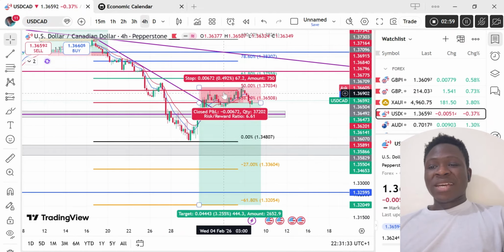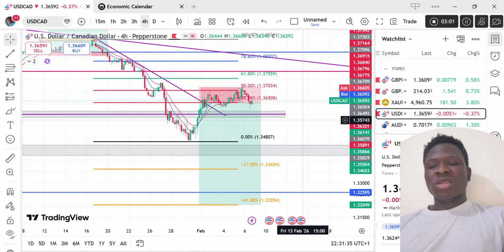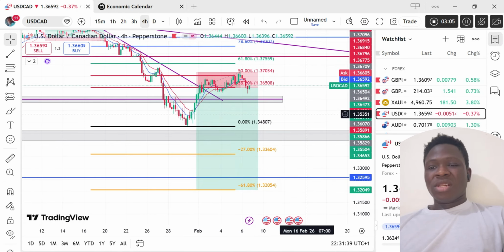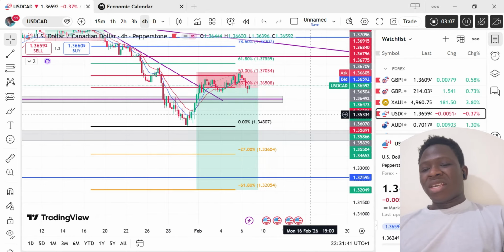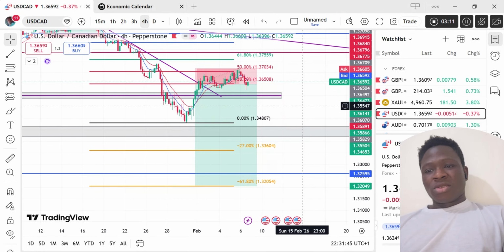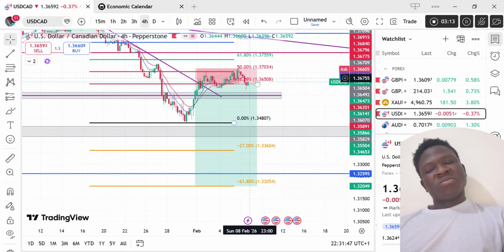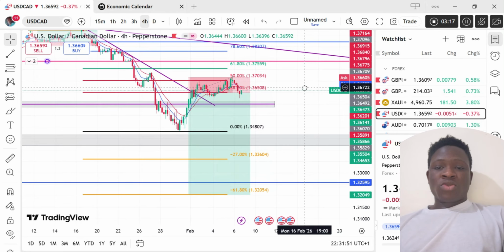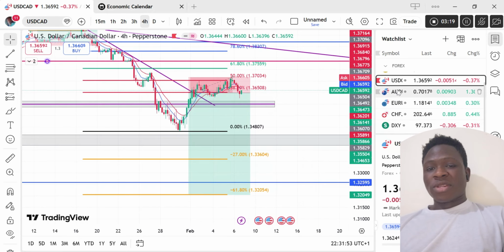So the lot size I used on this trade was not that much because it was like a gamble to me. So I just used a little lot size that won't affect me too much. As you can see, it hit my stop loss. But let's say this week we might get a good reason to enter a trade on USD CAD. So we'll look out for that.